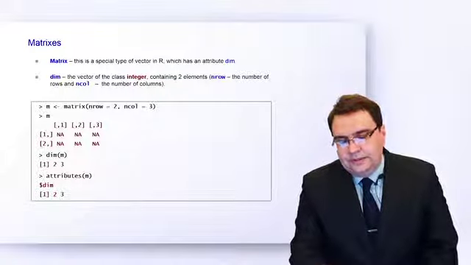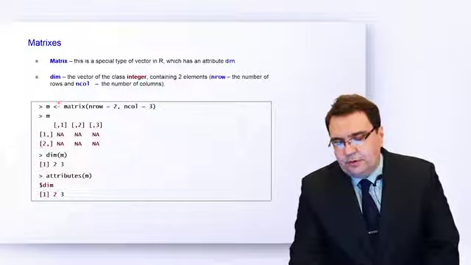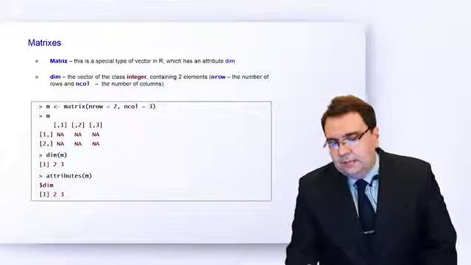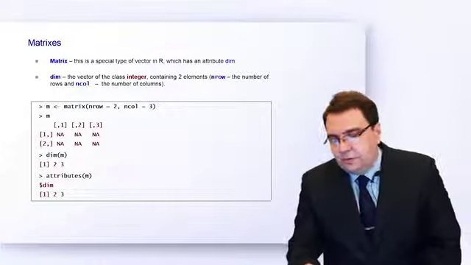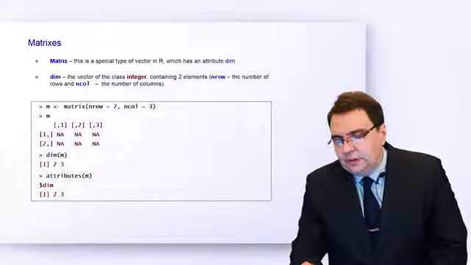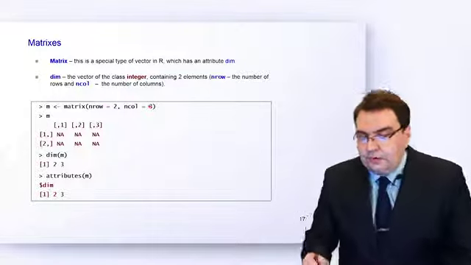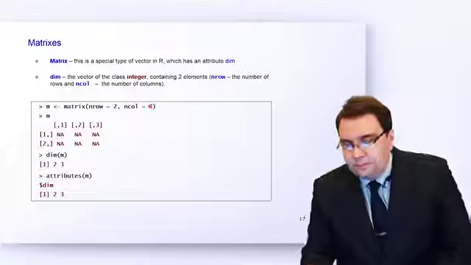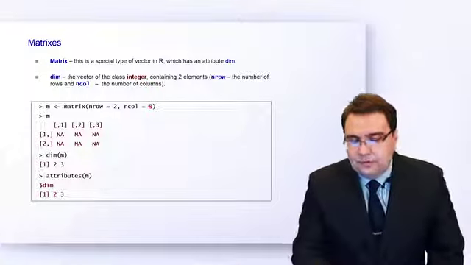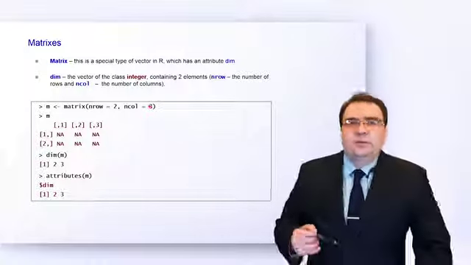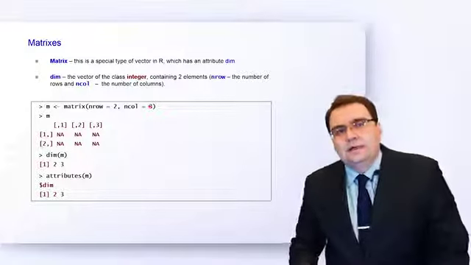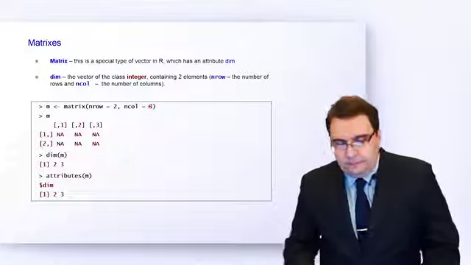I create matrix M with the help of the function matrix. I say the dimension of this is 2 by 3, so it means nrow is equal to 2 and ncol is equal to 3. So I have a matrix of size 2 by 3, and of course it will be an empty matrix, and by default in R it will be assigned values of NA.